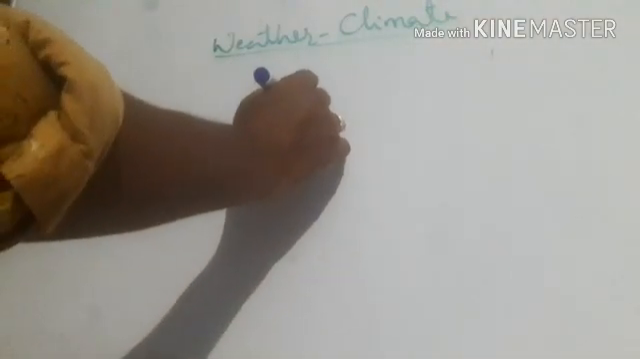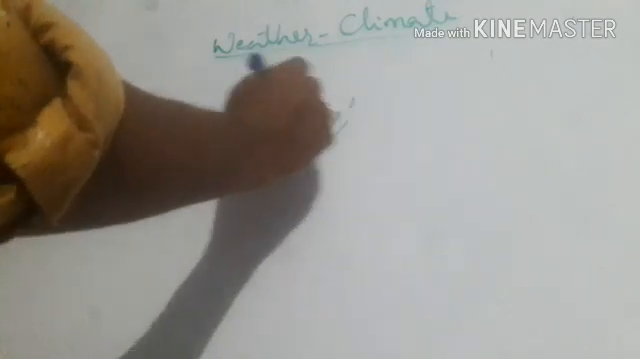Next one is rainfall. We know that condensation of the clouds gives us rain. So rainfall is a part of the water cycle. The water present on the earth evaporates and becomes clouds, and the cloud condensation gives us rain.